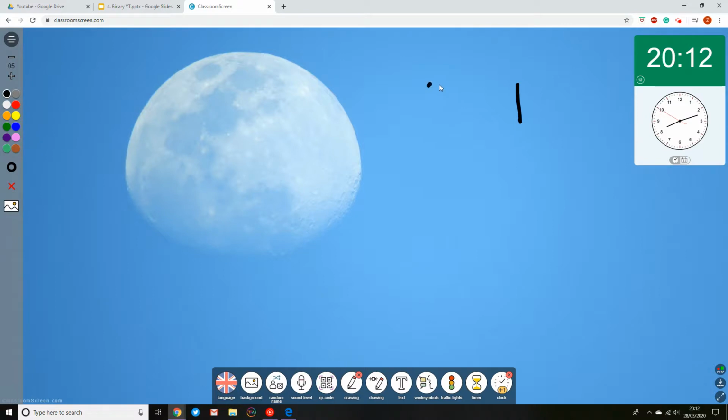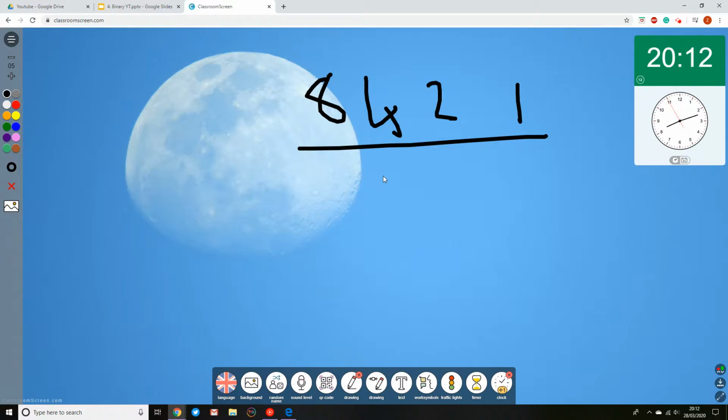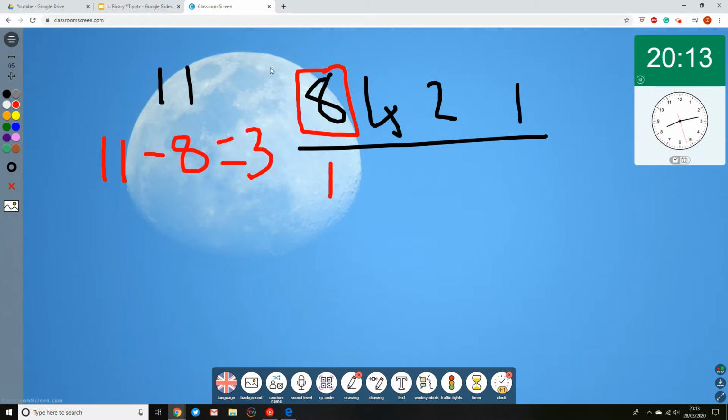So 1, 2, 4, and 8. Remember, these are doubling each and every time. If we take the number, we'll try 11. So 11 is our number, and we need to put 11 into binary. Sorry about the wonky 4 here. I apologise. So 11. Ask ourselves again, how many 8s fit into 11? 1. So we put a 1, because 8 does fit into 11. Then we need to do 11 take away 8, and 11 take away 8 is 3. Perfect.